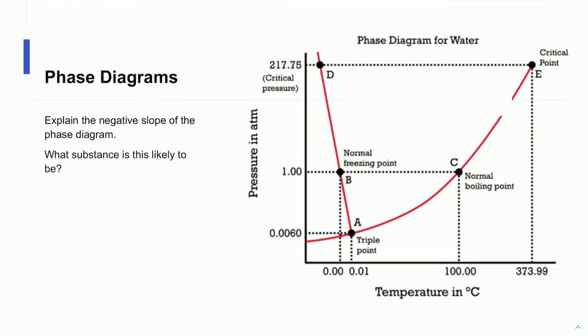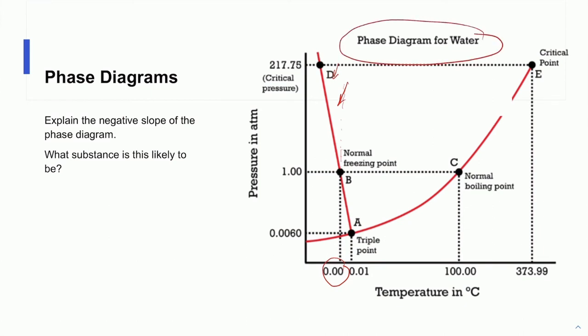But in this phase diagram, when you see this negative slope, okay, this negative slope means that it's more dense as a liquid than it is a solid, because if you were to take the same temperature and increase it in the y direction, you'll notice that it turns into a liquid more often than it does a solid. And that's because the liquid form of this substance in particular is more dense than its solid form. So this is the phase diagram for water.